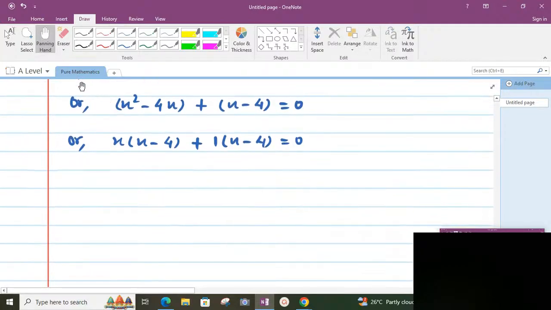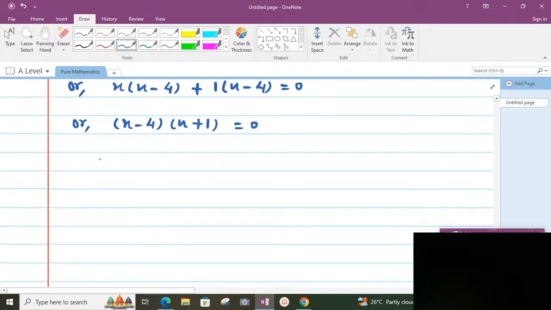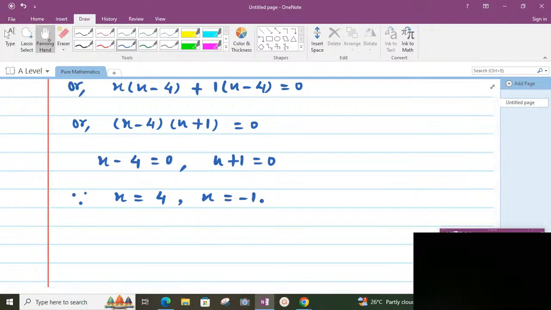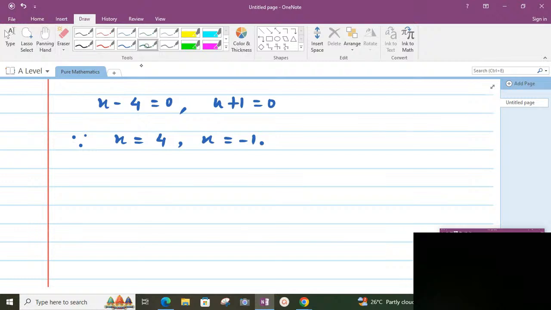Or here will be x minus 4 as the common, then we get here x plus 1 equal to 0. Or the next step here will be x minus 4 equal to 0 or x plus 1 equal to 0. The final step here will be x equal to 4 and x equal to minus 1.